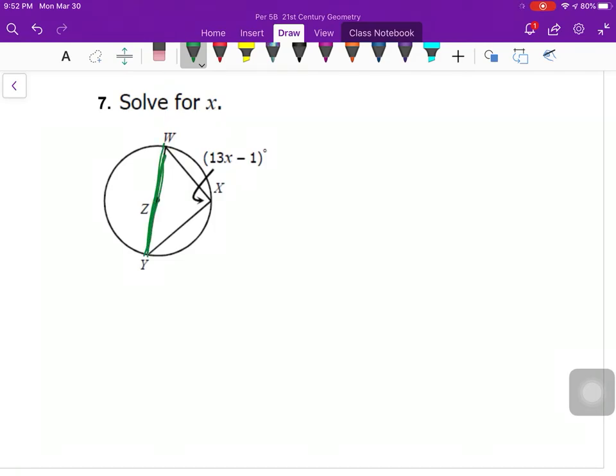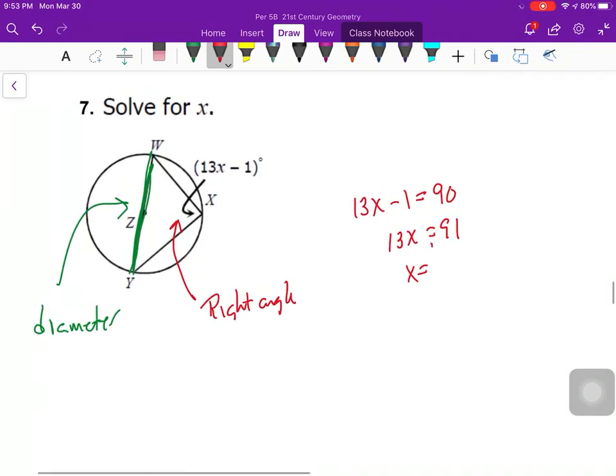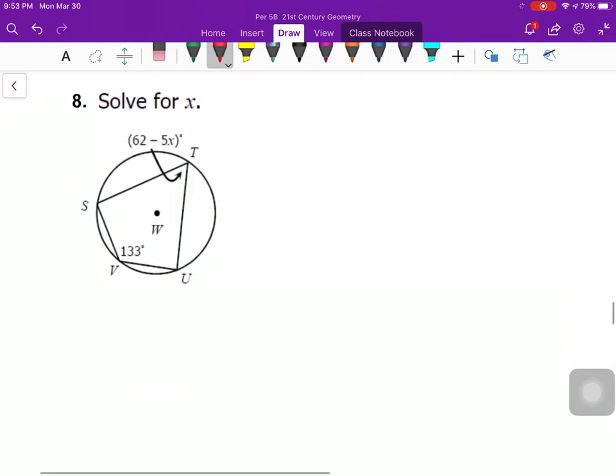The next one. Here we have a diameter, which means this is a right angle. 13x minus 1 equals 90. 13x equals 91. X equals 7.